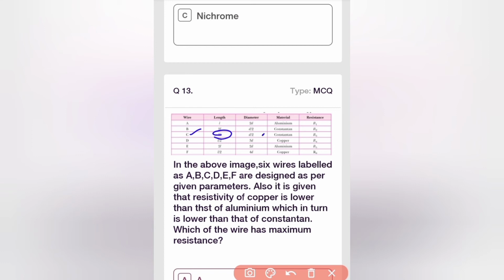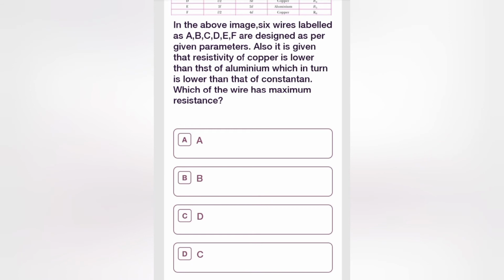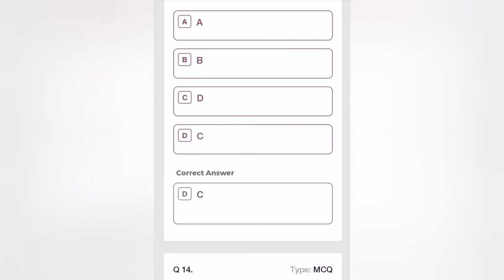But when we consider 3D, L by 2, so it's less. So we need to take the highest length. So greater the length, greater will be the resistance. So option C is the correct answer. Greater the length, greater will be the resistance.